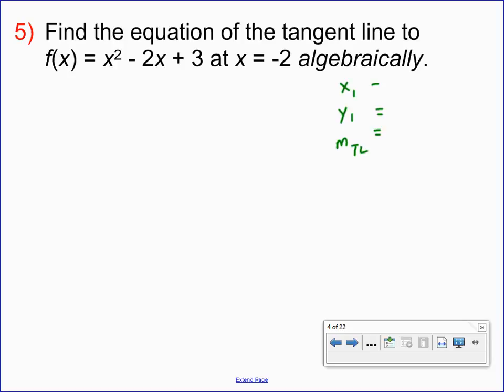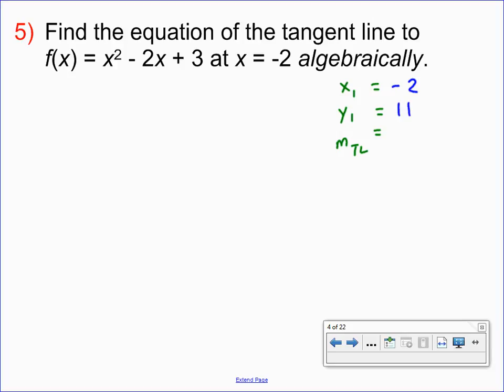We need our same three things: our x coordinate of the point of tangency, which is usually given, our y coordinate of the point of tangency, which we have to find in this case, and then the slope of the tangent line. So where do I go for the y coordinate? Into the original. Looks like -2 squared is 4. Minus 2 times minus 2 is plus 4 is 8. Plus 3 is 11. Did you guys get 11?